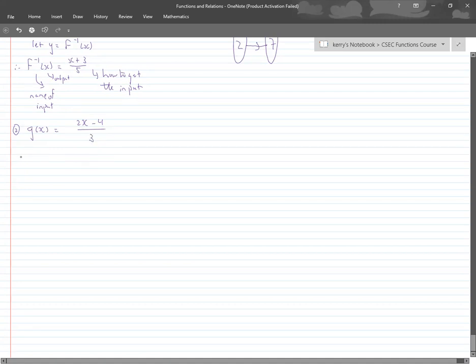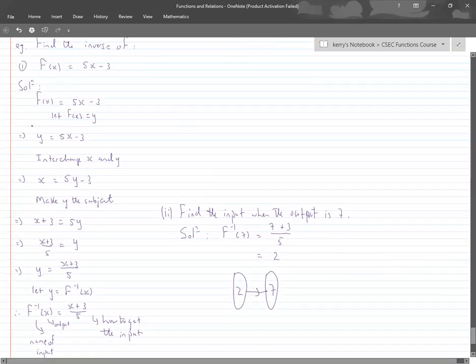Right? So our solution, and the steps are pretty easy. Let's just go back up to the steps and write them down. Our first step is you let y be equal to f of x. So wherever you have f of x, you replace it with y. The next step is interchange x and y. It means wherever you have x, you put y, and wherever you have y, you put x.